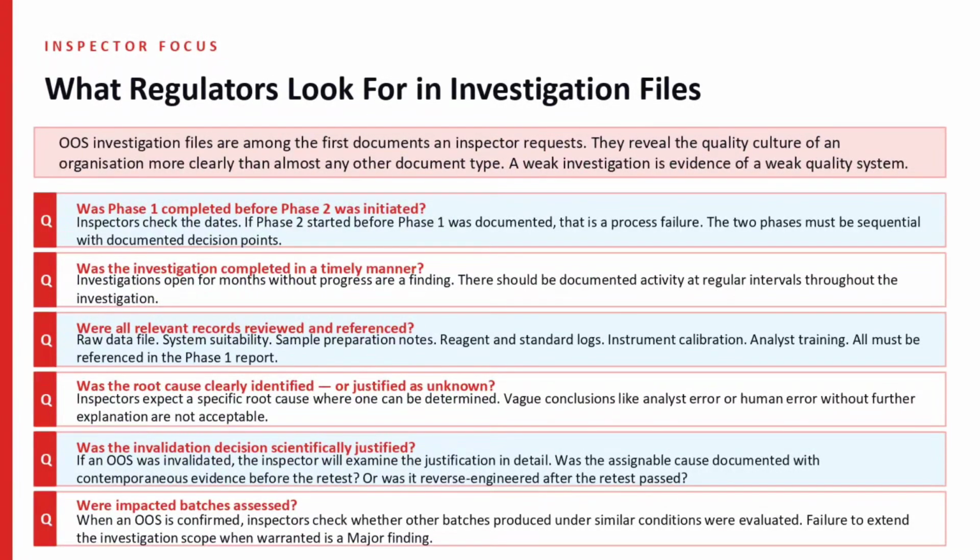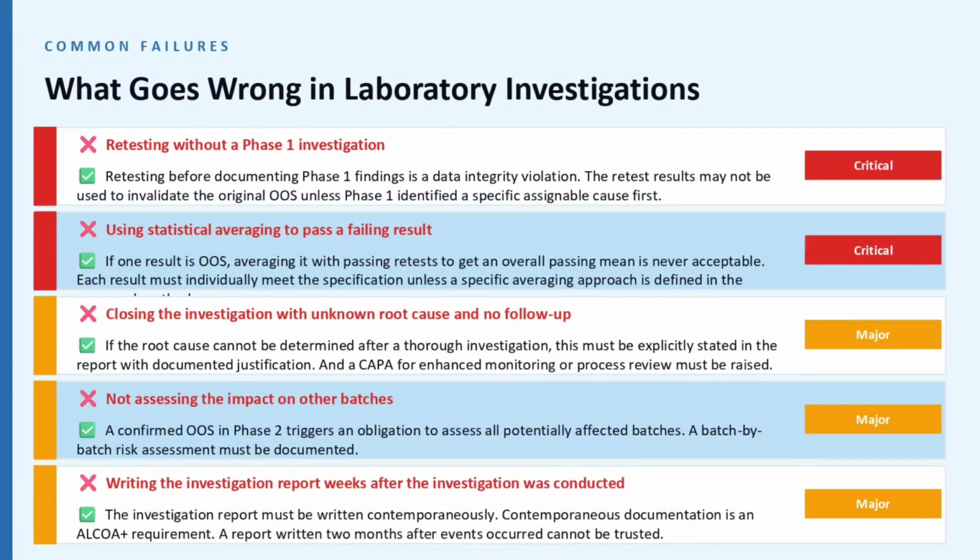Sixth, were impacted batches assessed? When an OOS is confirmed in Phase 2, inspectors check whether other batches produced under the same conditions were evaluated. Failure to extend the investigation scope when the product quality concern is confirmed is a major finding. Let me finish with the most common investigation failures I see in practice.